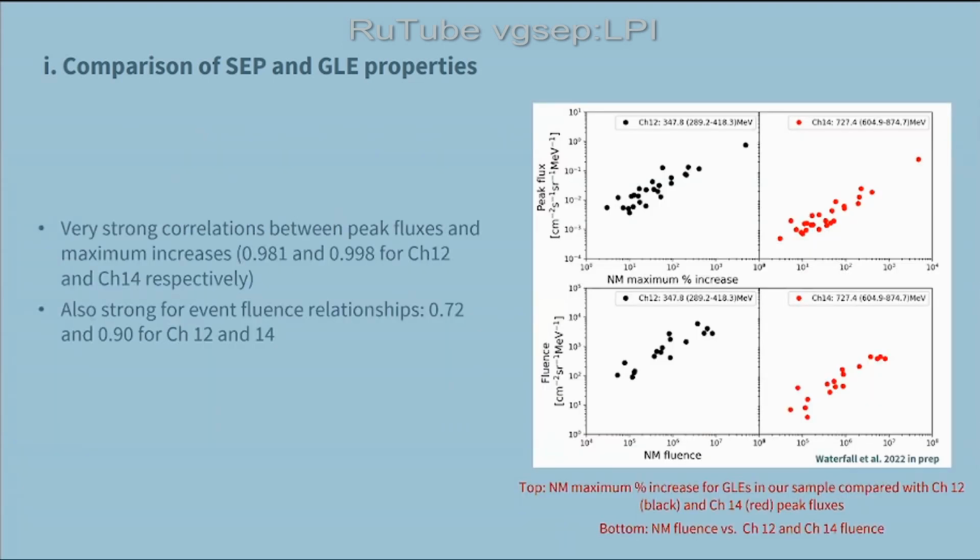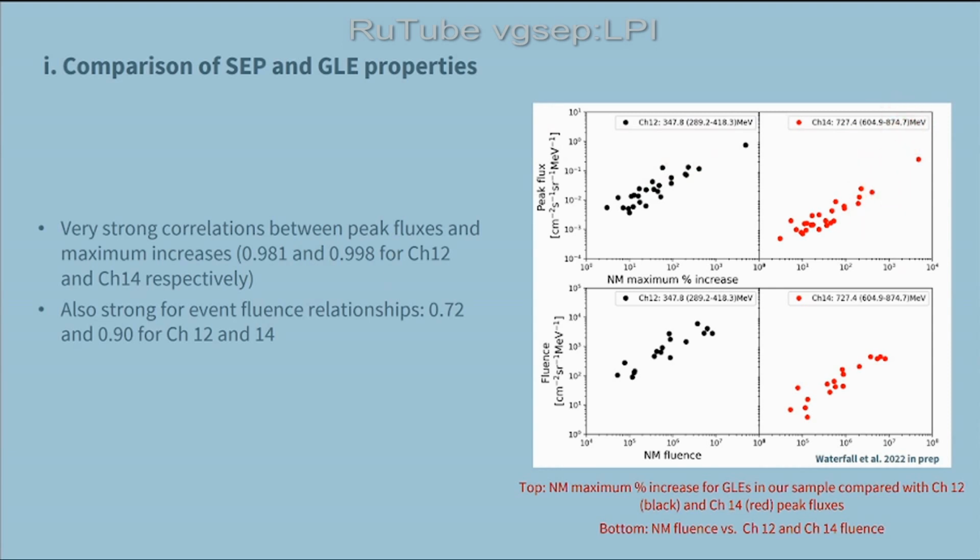So finally, some results. These top two plots show on the x-axis the maximum neutron monitor increase from the GLEs in our sample versus the peak flux from the GOES HEPAD data in the two high energy channels, in black and red. You can see immediately there's a very nice correlation. The correlation coefficients are 0.98 for channel 12 and 0.99 for channel 14.